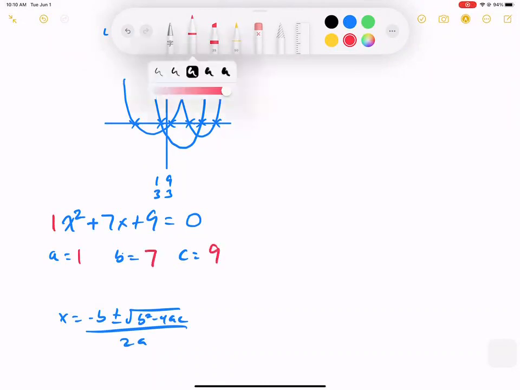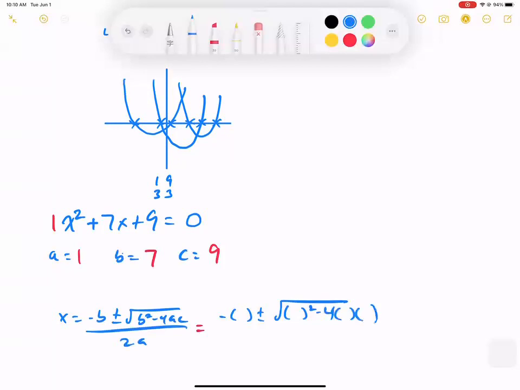Because of that, we could for sure fill out x equals negative b. Let's go and do that now. X equals negative b plus and minus square root of b squared minus 4ac all over 2a. Okay, if you do this like 5, 6 times, you guys will start to get the pattern.